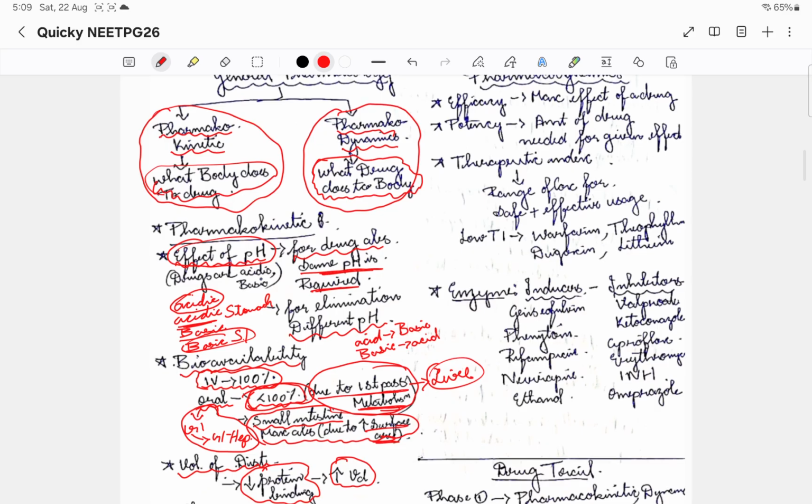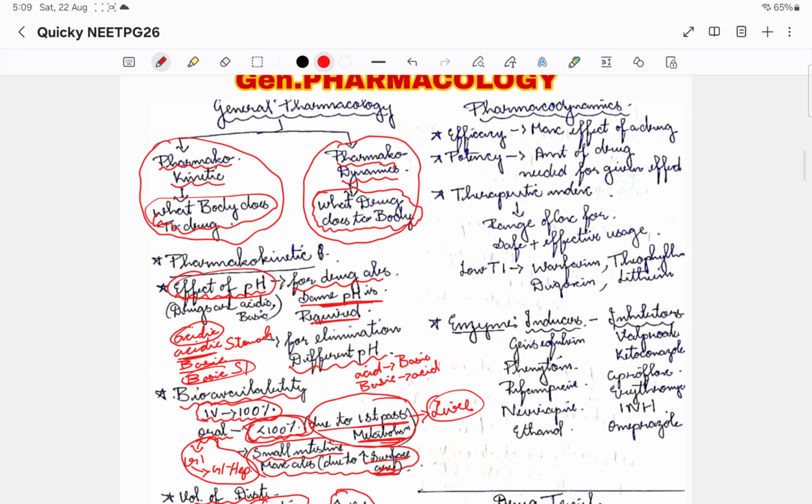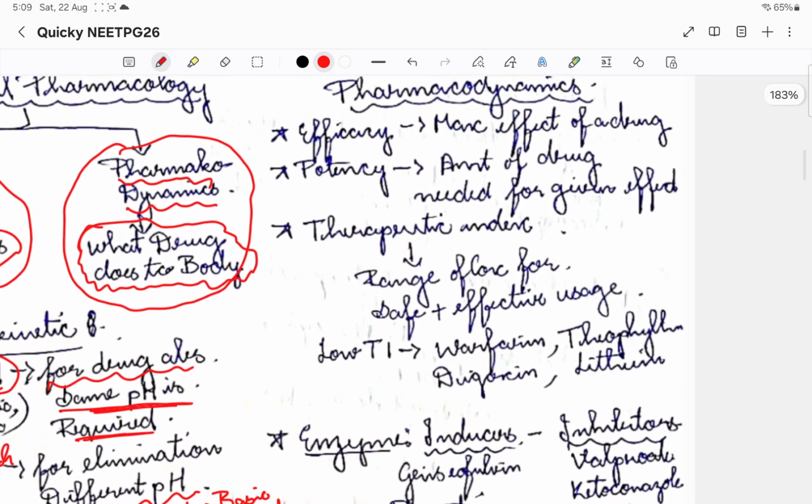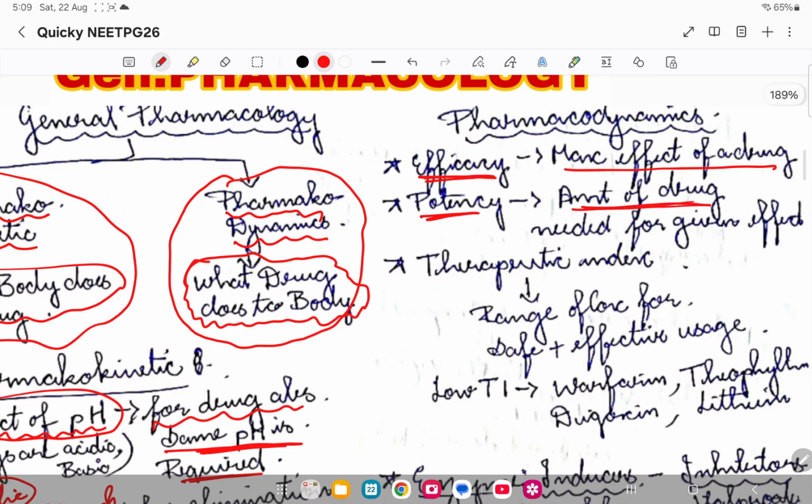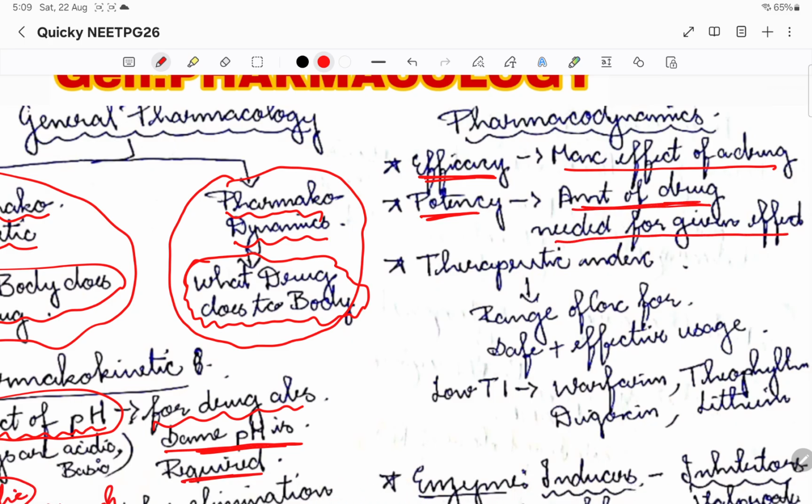So now let us learn what the drug does to the body. That is why we consume the drug, right? For some mechanism of action. So let us see what the nomenclatures and general things are that we should learn with respect to pharmacodynamics. The first thing is efficacy of the drug. What does that mean? It is the maximum effect a drug can produce, whereas potency is the amount of drug needed for a given effect to occur.